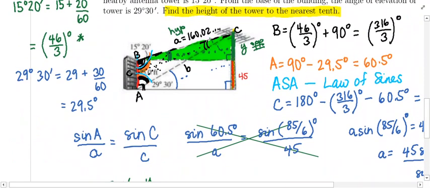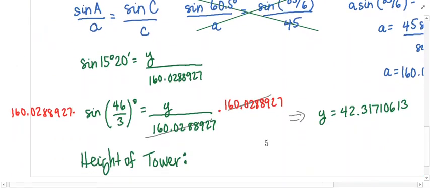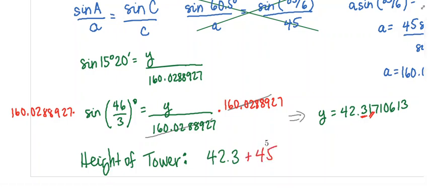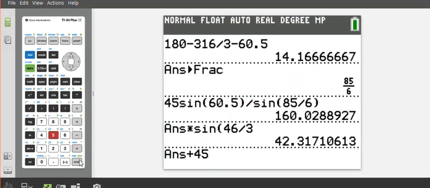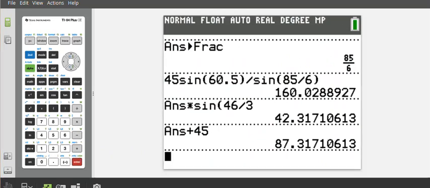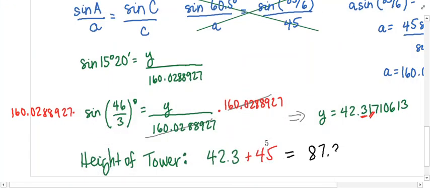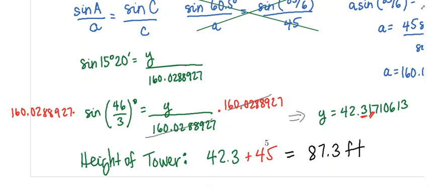The red piece is exactly 45, so let's go ahead and round the green piece. If we round to the nearest tenth, here's the tenths place. There's a 1 that comes after it, so we can just round this to 42.3. And then add the 45 feet. So this is going to give us a grand total of 42.3 plus 45, which is 87.3. And the height here is going to be measured in feet.